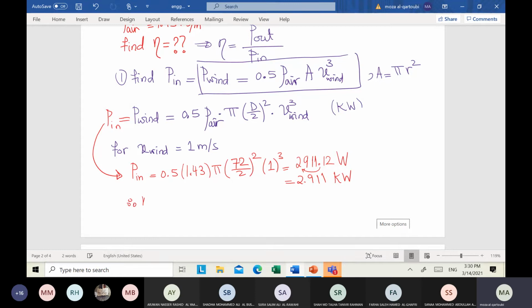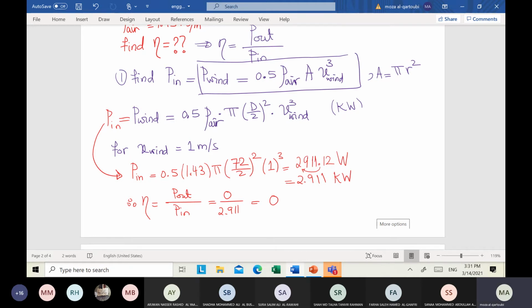Therefore, efficiency here equals P out to Pn, and P out equal to 0 over any value will be 0. So this is the first value of efficiency at velocity equal to 1 meter per second. Okay, clear?